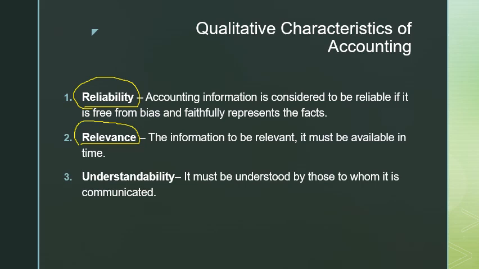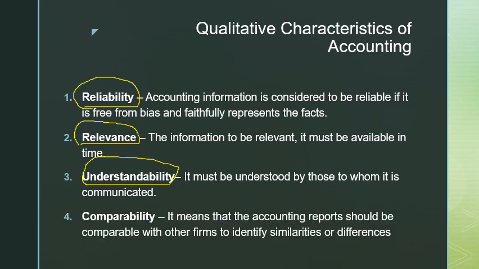Then understandability. The accounting books carried out should be understood by those to whom they are communicated. The financial statements prepared under these accounting practices should be understood by those parties who are looking into them. That's one of the basic qualitative characteristics of accounting. Then comparability. It means that accounting reports should be comparable with other firms to identify similarities or differences. So whenever we need to compare two different firms, which one is working better, by comparing their financial statements we can say that this company is better than that, and so on. So these are the four qualitative characteristics of accounting.